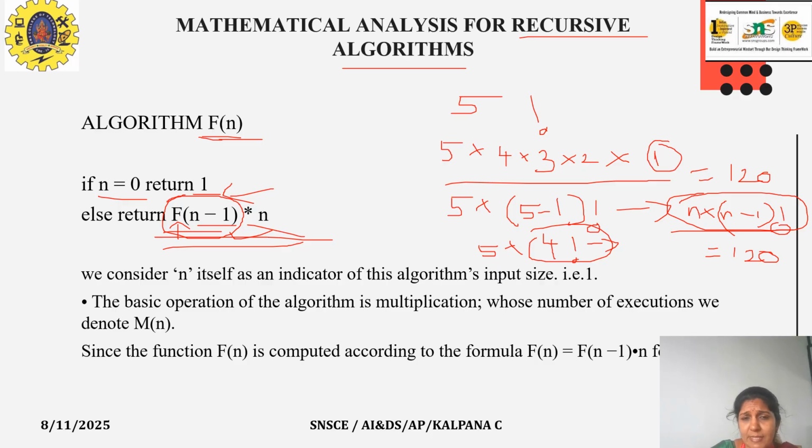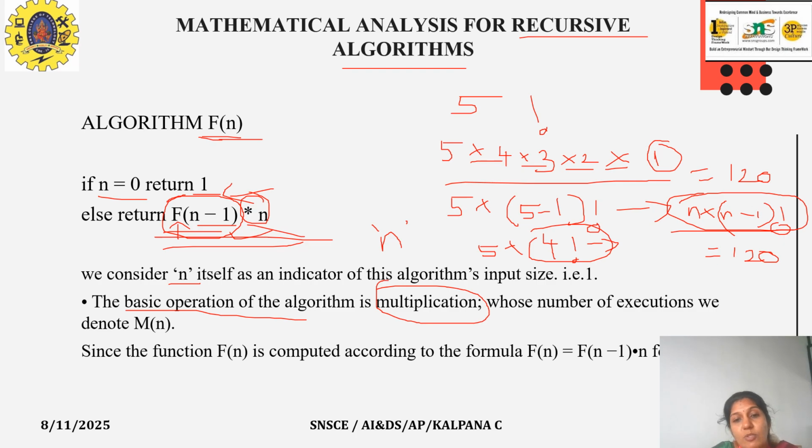So let's decide on the parameters. First we need to identify the input size. Here we have given n itself as an indicator, that is, the input size is n here. Next, the basic operation we need to identify. What operation am I doing? Always see here 5 into 4 into 3 into 2 into 1. Here also only the multiplication symbol is there, right? Repeatedly what I am doing is just multiplying the numbers till I reach 1. So the basic operation of this algorithm is nothing but multiplication.